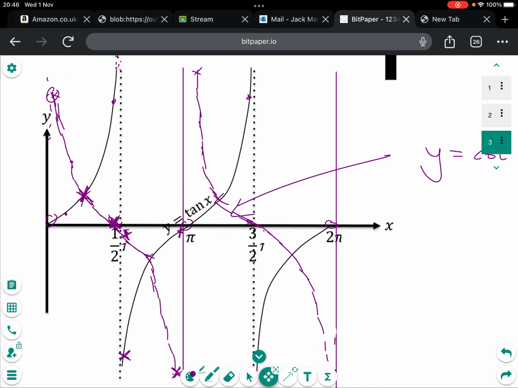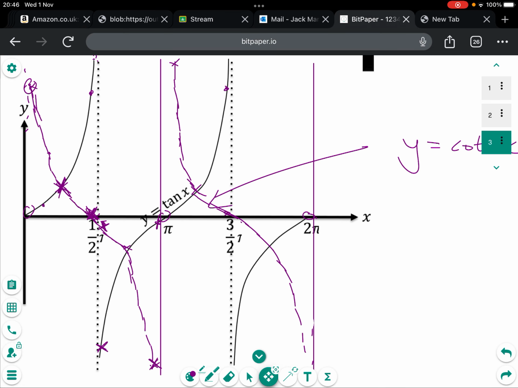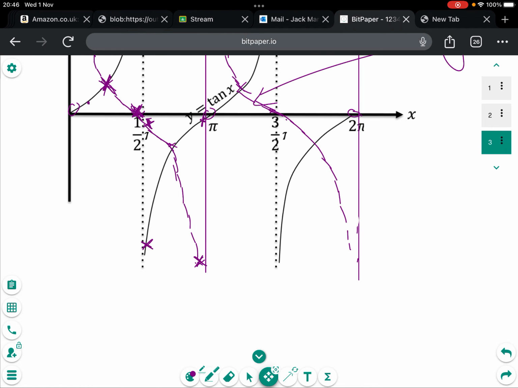So unfortunately, cot's not as nice, I would say, but you can still derive it as we've seen there in the questions.